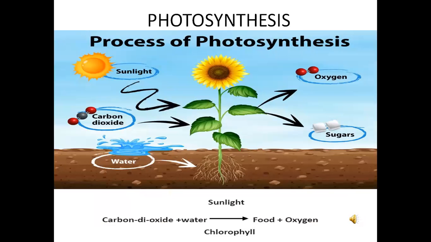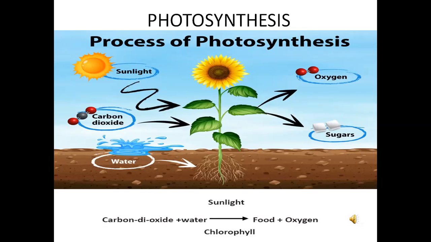Next one, photosynthesis. Plants manufacture food by a process called photosynthesis. During photosynthesis, carbon dioxide from the air and water from the soil react in the presence of sunlight to produce food. Most plants possess a green pigment called chlorophyll, and it's also used up in the process of photosynthesis.